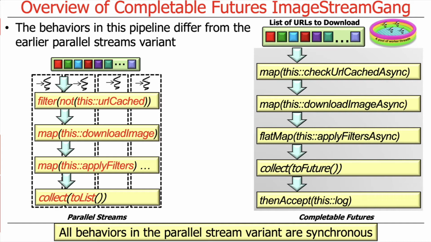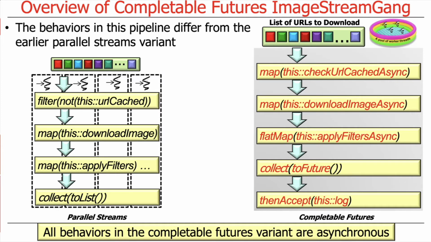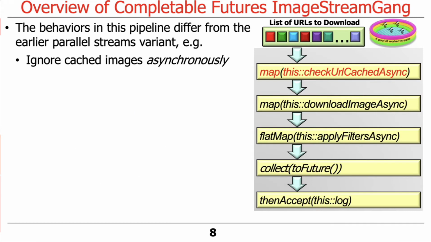All the behaviors in the parallel stream variant are synchronous. And as we've discussed in recent quizzes, what that means is that they block until the operation is finished. The alternative approach, which is what we're going to focus on now, and which actually looks to some extent a little bit like your programming assignment number 3, is a version that's based on sequential streams and completable futures. As you might expect, all the behaviors in the completable futures variant will be asynchronous, because that's the nature of the beast. So we're going to ignore any cached images asynchronously.